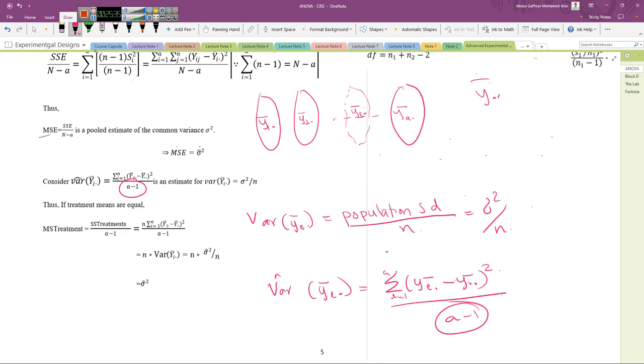Okay, so we have already studied this MS treatment, and this sum of squares treatment, which will be divided by a minus 1. Oh, I'm sorry, this is not MS treatment. Sorry, this is actually not the sum of squares treatment. Right, so now you can see this equation says MS treatment is nothing but the sum of squares treatment divided by a minus 1, right? So this is equal to the sum of squares treatment.